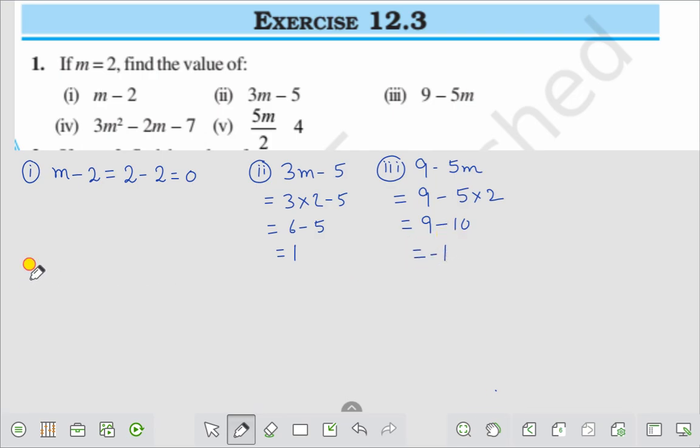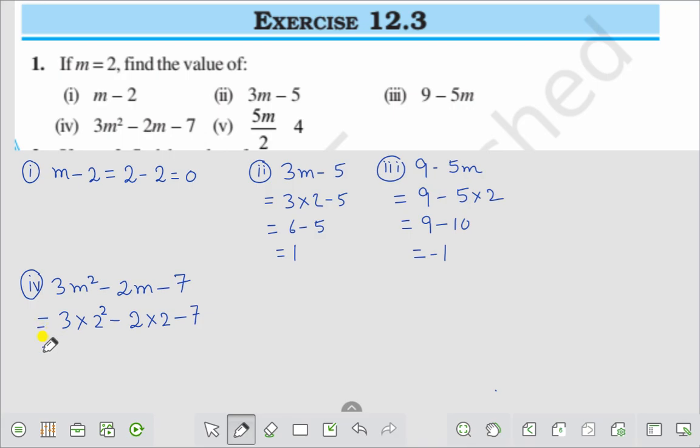Now question number 4. Question number 4 is 3m square minus 2m minus 7. Then we put the value of m is equal to 2. That is 3 into the value of m is 2, that is 2 square. The value of m is 2, that you can write here as 2 square, minus 2 into the value of m is equal to 2, 2 into 2, minus 7.